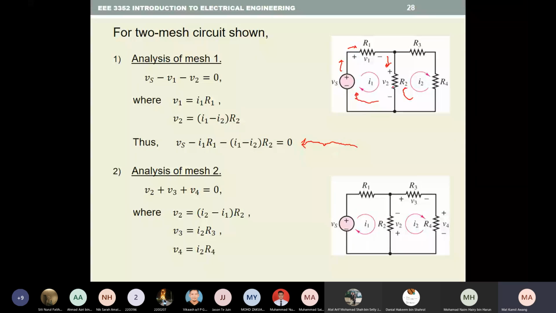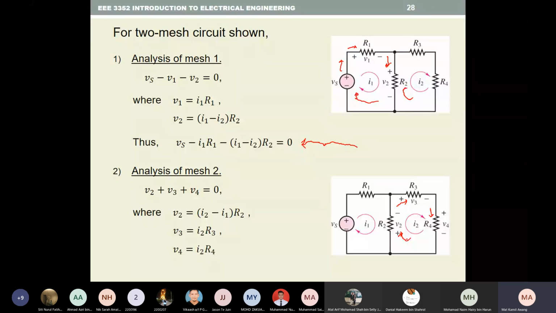Okay. Now you go into the second mesh. For the second mesh, I2 is actually going into R3 here, going into R4, going into R2. So you don't have any voltage or current source. So the summation of the voltage in a loop is equal to 0.